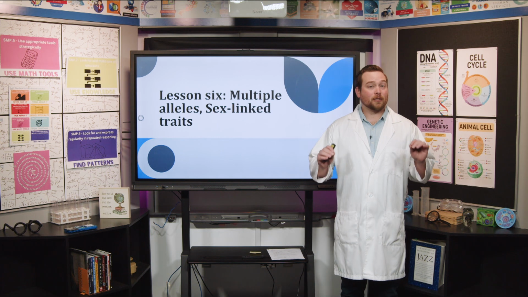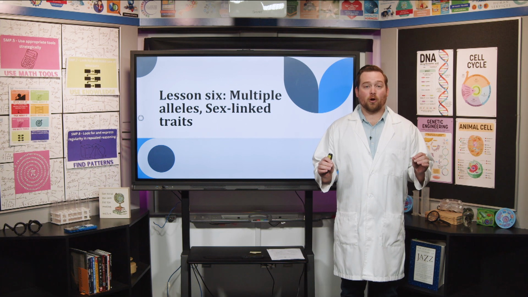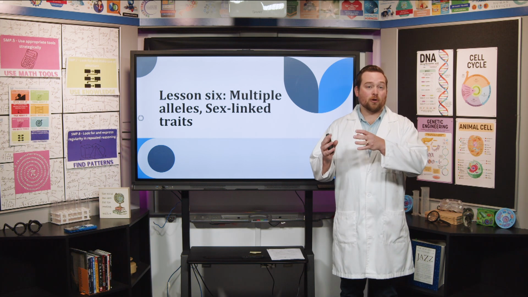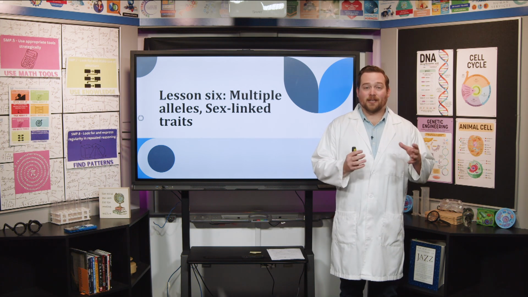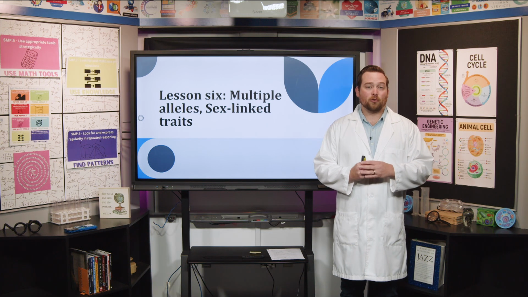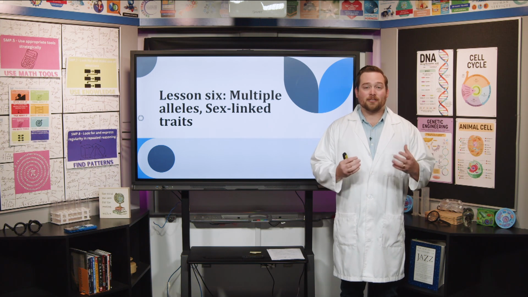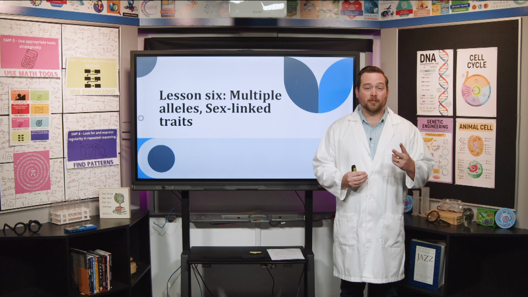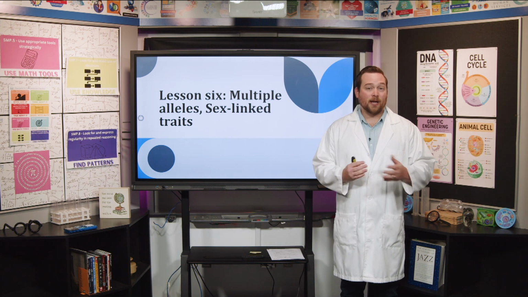Today we're getting a little more complicated because we're talking about some complex inheritance patterns. We're going to be working with something called multiple alleles and sex-linked traits. These are a little more complicated than the classic Mendelian inheritance, when you're just dealing with two types of alleles, dominant and recessive.